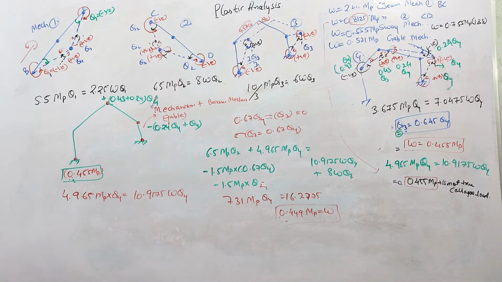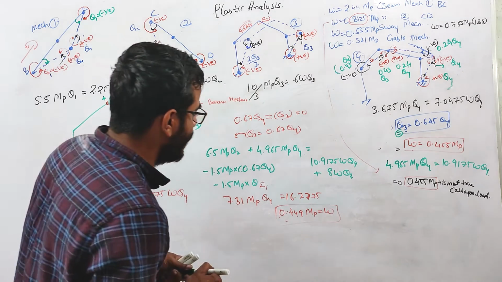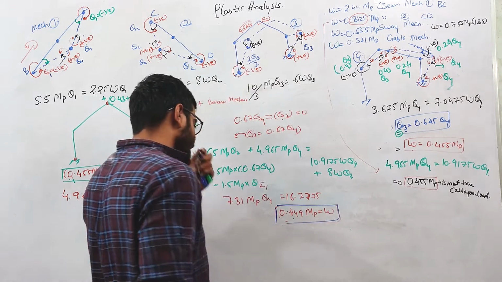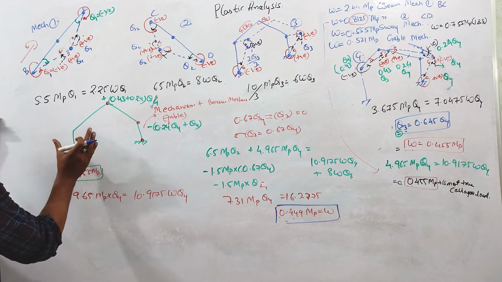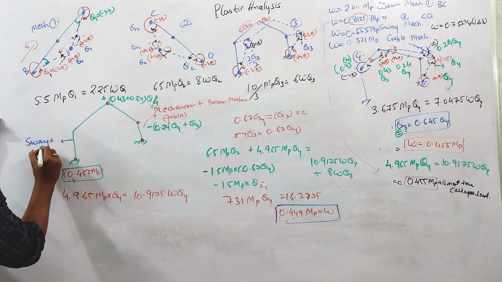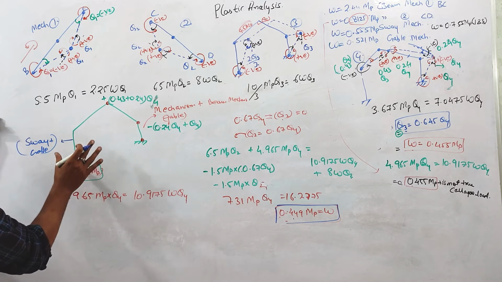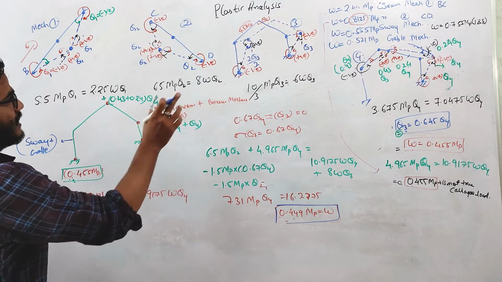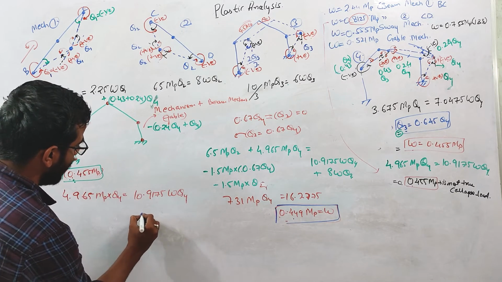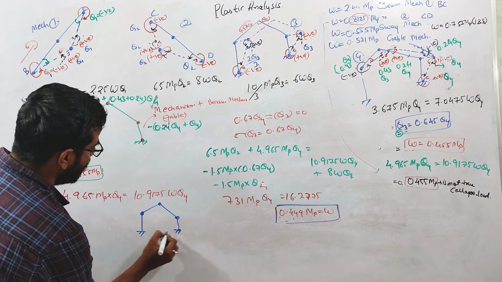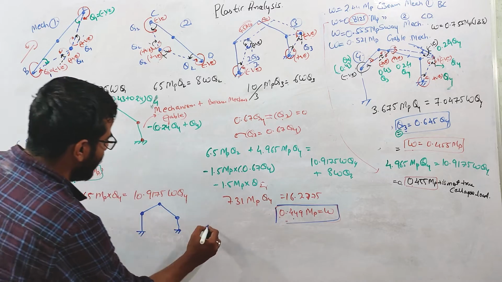So the value of the collapse load from here is coming out to be 0.449 MP. And how are we getting this? What we did over here is that we combined this mechanism, which we got from combining sway plus Gable mechanism, this is also a Gable mechanism, with this beam mechanism. You can take any independent mechanism. Initially I have taken this as the independent mechanism. This Gable mechanism is an independent mechanism, but instead of this I can take this mechanism also.